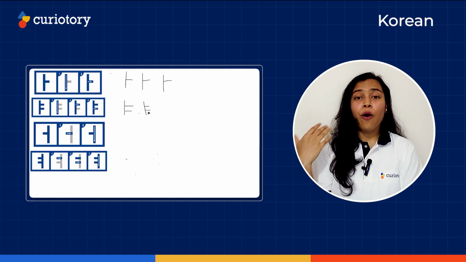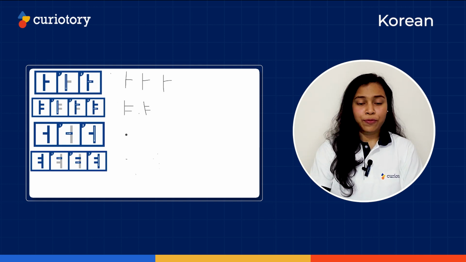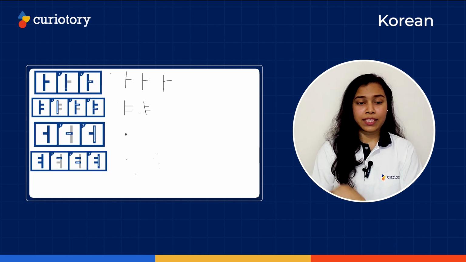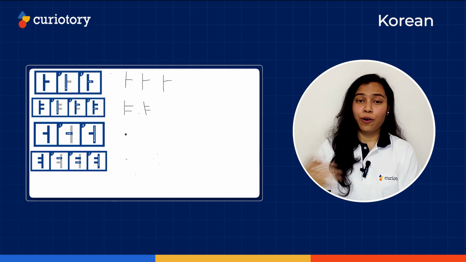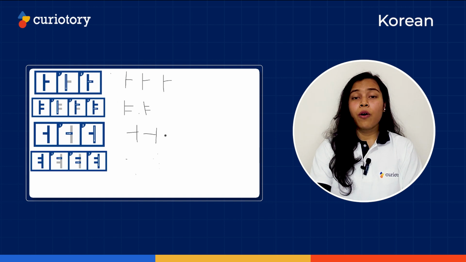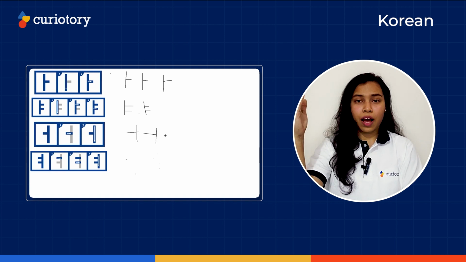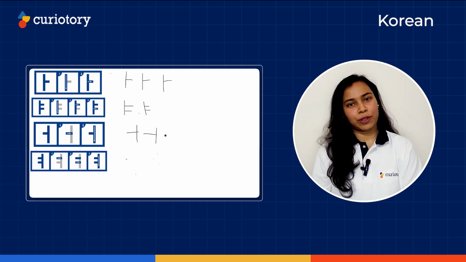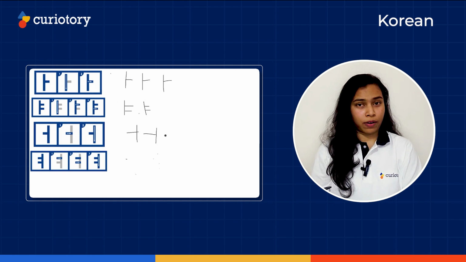Next we have o. For o, you just need to write the opposite of a. So a we write from the right side and o we have to write from the left side. So you just need to put one line and two line. One and two. That makes your o. A, ya, o.